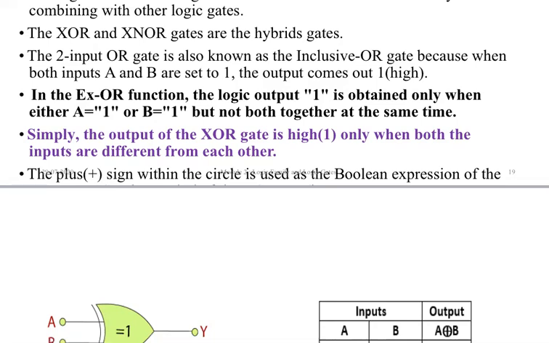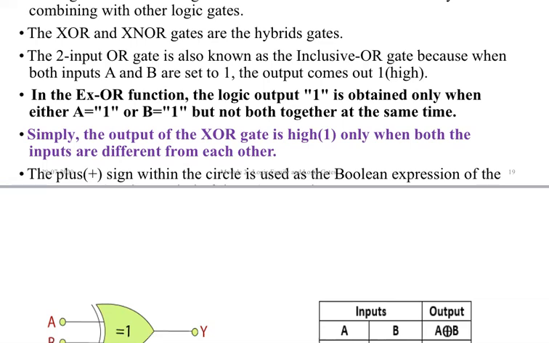So in XOR function, the logic output 1 is obtained only when either A is 1 or B is 1, but not both together at the same time. So we have 2 inputs: 0 0, 0 1, 1 0, 1 1. My output is 1 only when either A is 1 or B is 1, but not both as 1, like in my case 0 1 and 1 0. If it is 1 1, then my output is not 1.